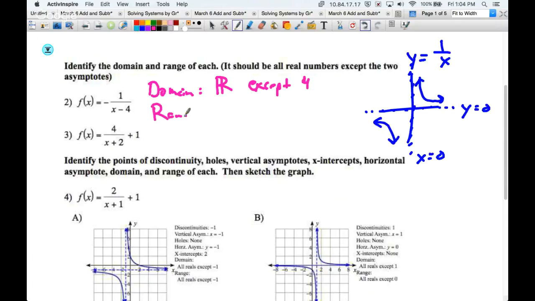The range here is everything except for the horizontal asymptote. There's no shift here, so it's going to stay at 0. So all real numbers except 0.